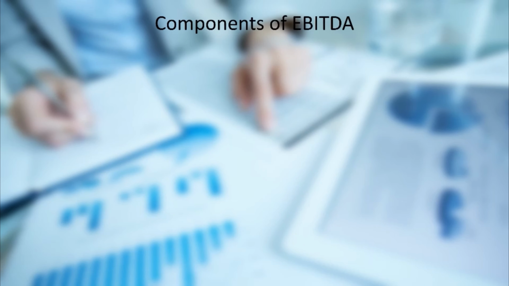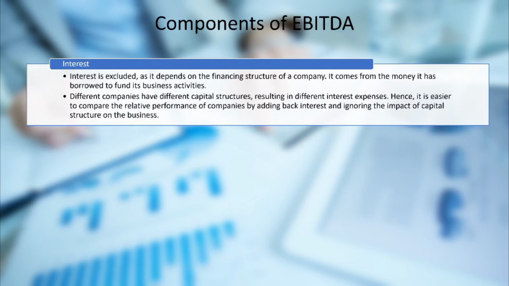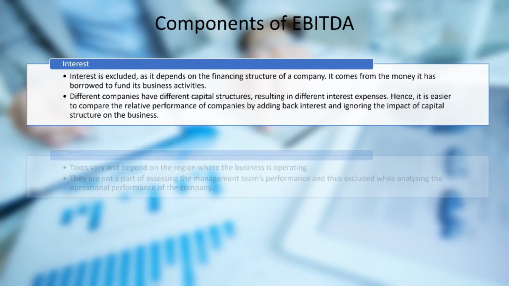Now let's look at the components of EBITDA, which are the variable factors that we exclude while calculating it to obtain the net operating profits of a business. Firstly, we exclude interest as it depends on the financial structure of the company. Different companies have different capital structures, resulting in different interest expenses. Hence, it is easier to compare the relative performance of companies by adding back interest and ignoring the impact of capital structure on the performance of the business. Thus, interest is a first factor deducted from net income, resulting in giving us a deeper insight to the core profitability of the business.